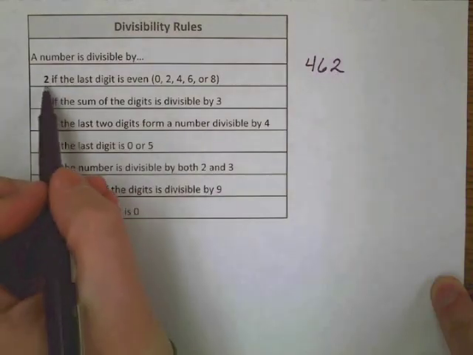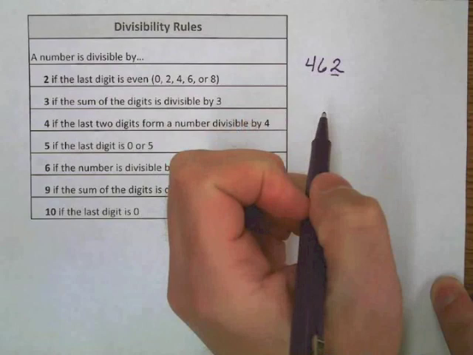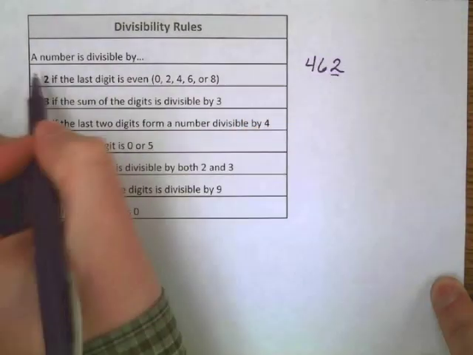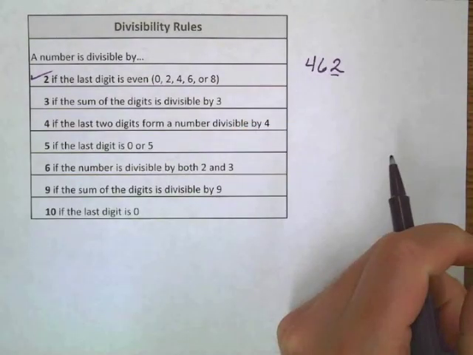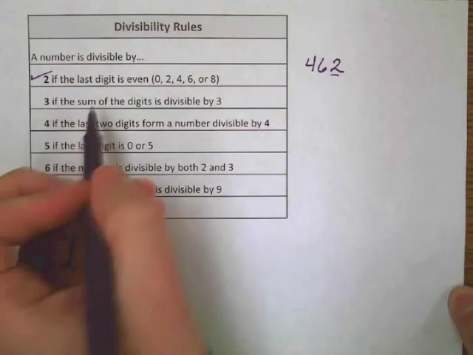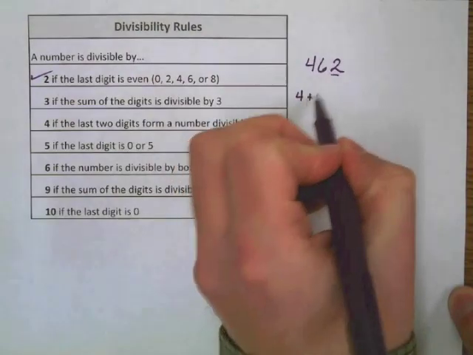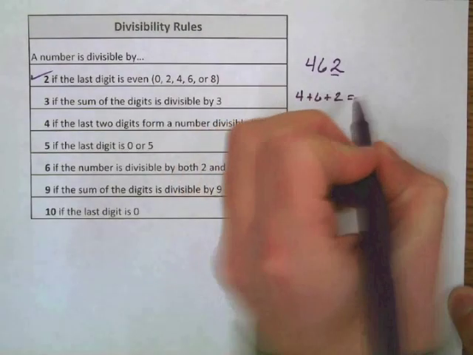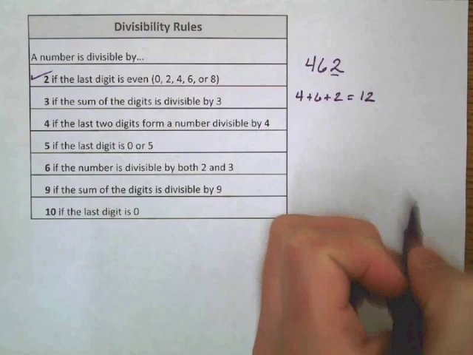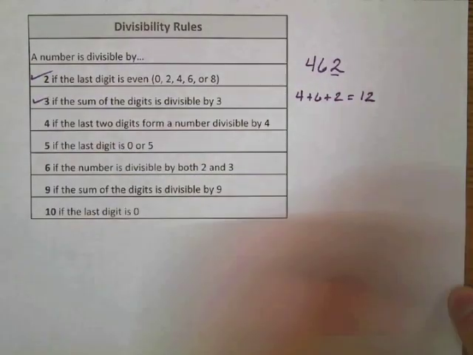We're just going to go right down the list and see if it's yes or no for these. The divisibility rule for 2 is if the last digit is even. Well, the last digit's a 2. That means it's an even number, so yes, it is divisible by 2. Let's see if it's divisible by 3. If the sum of the digits is divisible by 3, well, 4 plus 6 plus 2 equals 12, and 12 is divisible by 3. So that's a yes.